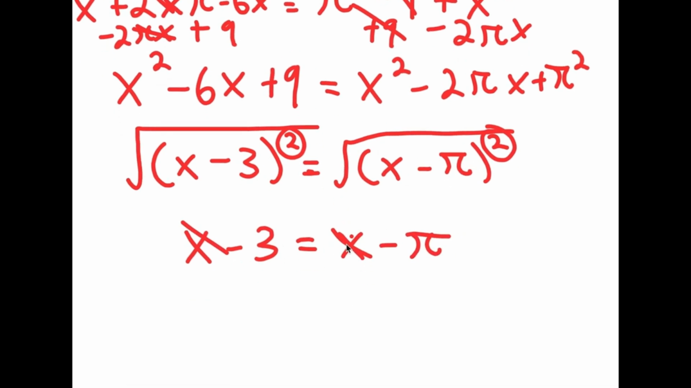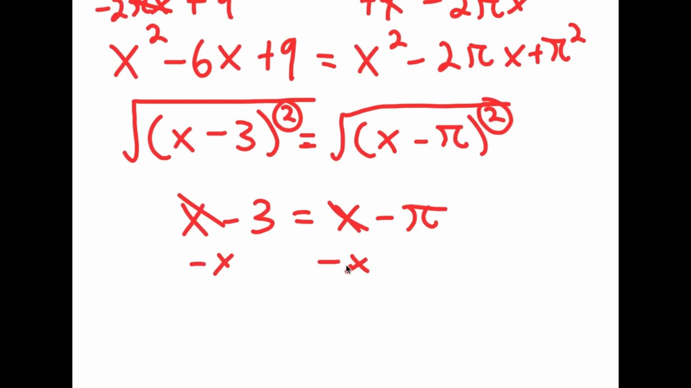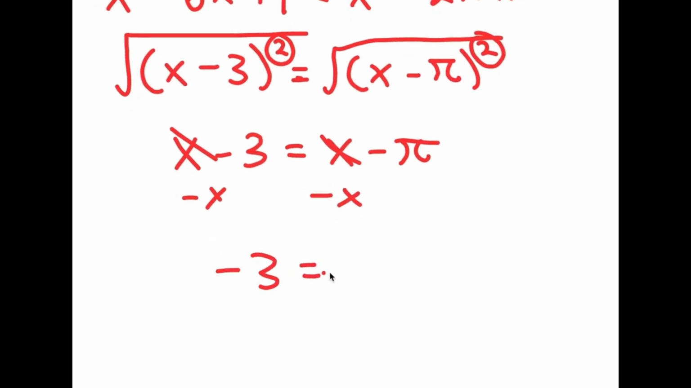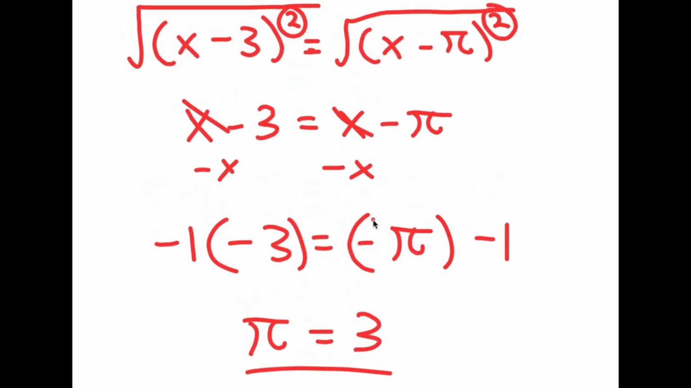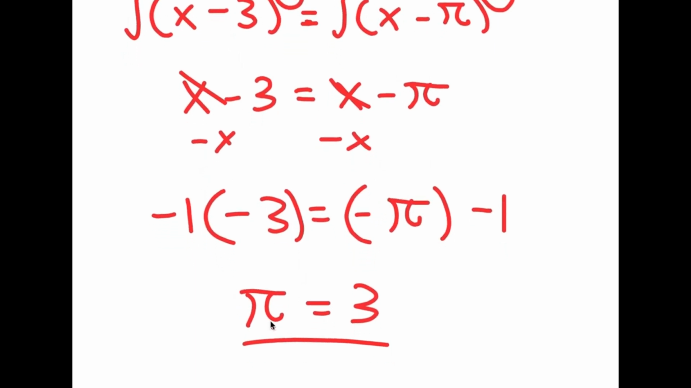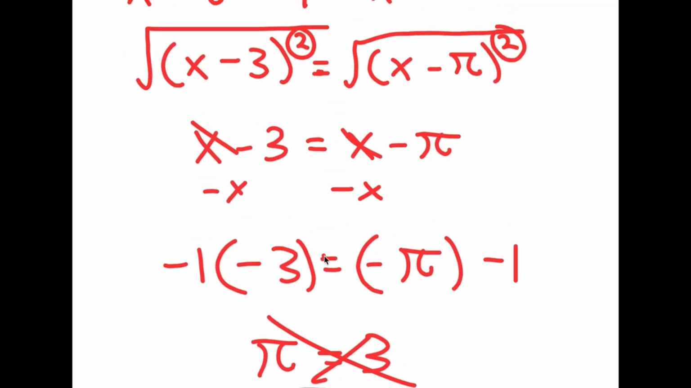Now I'm going to cancel these two x's out by subtracting x on both sides. So now I get negative 3 is equal to negative pi. And if I multiply both sides by negative 1, I get pi is equal to 3. So there you have it. I just proved that pi is equal to 3. Now, where did I go wrong? Because obviously we know that pi is not equal to 3. So where did I go wrong?